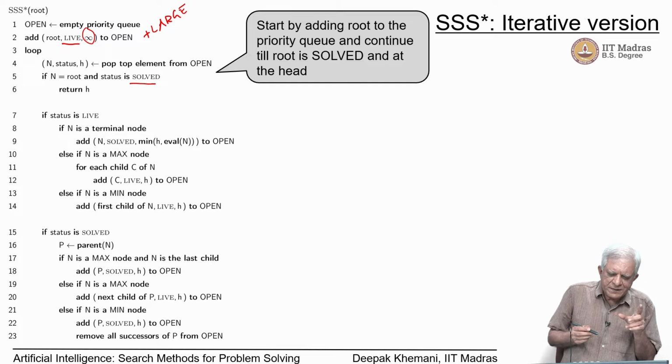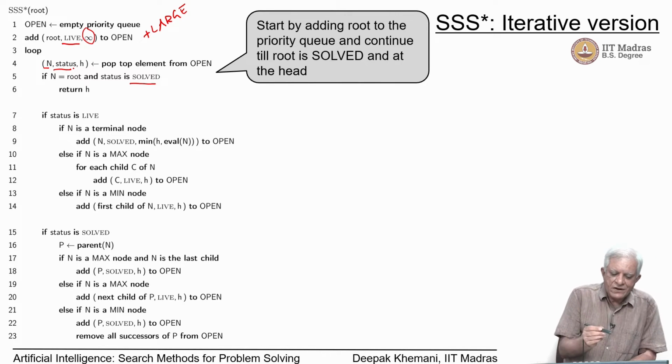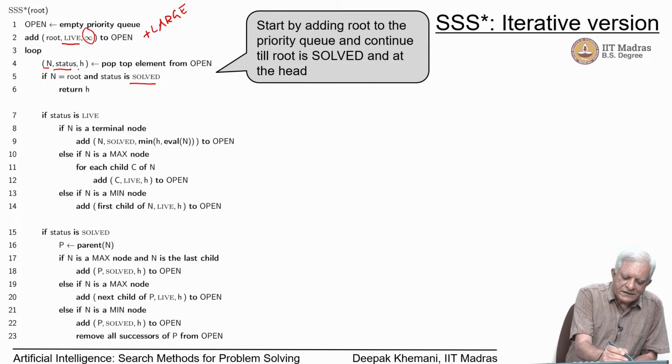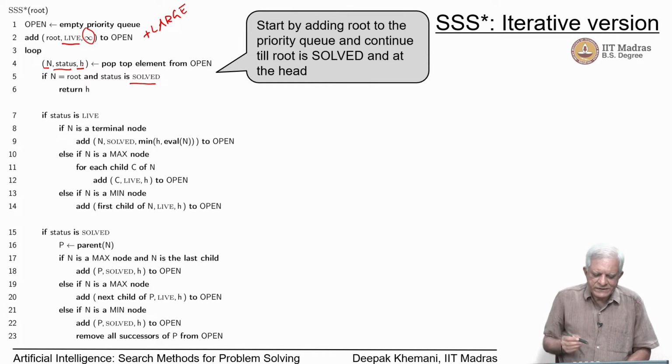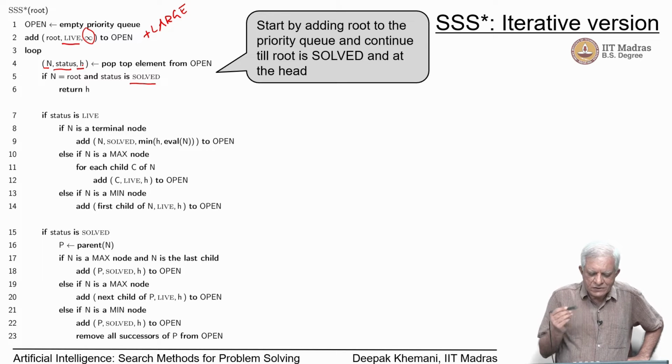So every node will be represented as a triple. What is a triple? It contains 3 values. One is n, which is the node itself. Then it has a status, which we have seen will be either live or it will be solved. And the third is its value, which we will call the h value essentially. So at the point when the root is labeled solved and it is the best node, which means it is at the head of the priority queue, we will terminate the algorithm and return the value h.